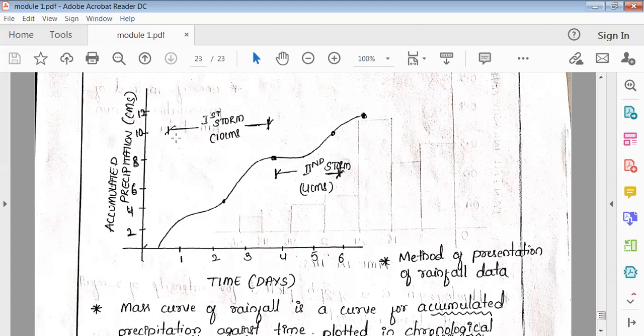You can see here, this can be further divided into parts, that is, the first storm and the second storm. The first storm is up to say 3 or 4 days. We can include it as the first storm. Then after 4 days, that means it is the second storm. After some time it reduces, the storm is the same, then again it goes on increasing. So you can say this is the second phase of the storm.